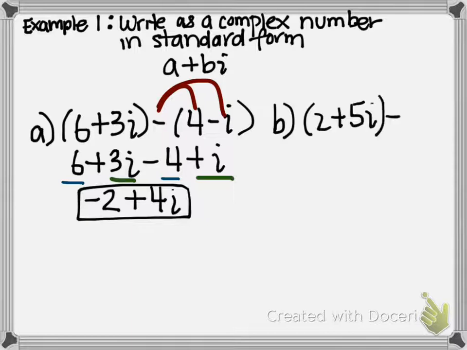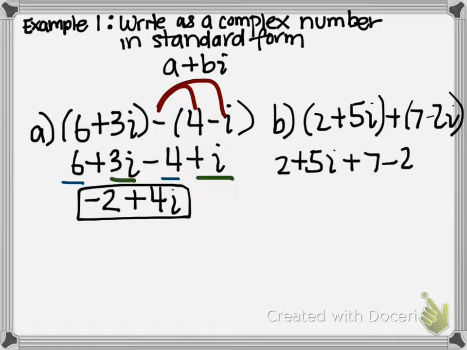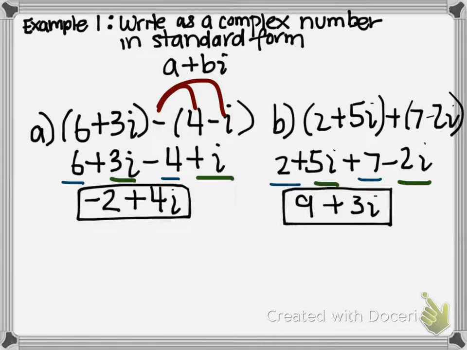So here's another example. Again, it's off your worksheet. This one has a plus sign in between. So if I understand that part, then all I'm really doing is dropping all the parentheses. And at this point, I'm just adding like terms. So the 2 and the 7 are like terms. So that's 9. And then the 5i and the negative 2i are like terms, so we get 3i. So we're going to put that together and we get 9 plus 3i.